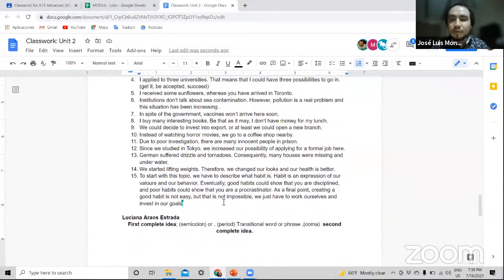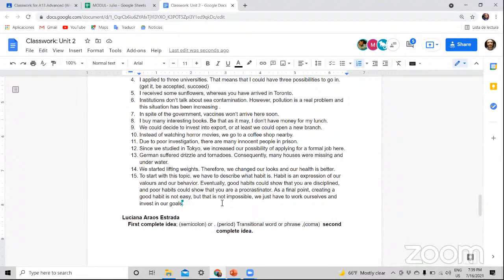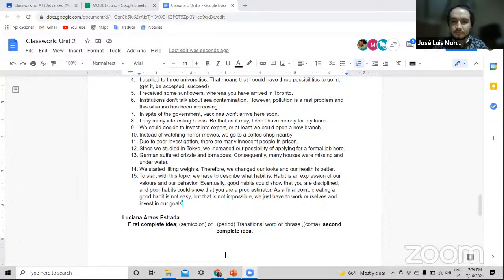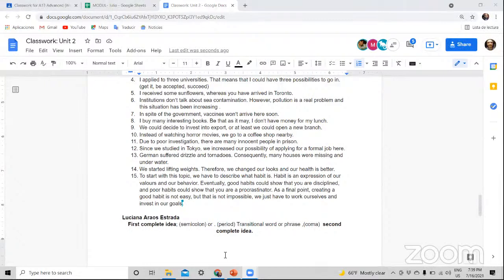And finally, let's work with you, please. Let's read what you got. Okay, to start with this topic, we have to describe what a habit is. Habit is an expression of our values and our behavior. Eventually, good habits could show that you are disciplined, and poor habits could show that you are a procrastinator. As a final point, creating a good habit is not easy, but that is not impossible. We just have to work ourselves and invest in our goals.